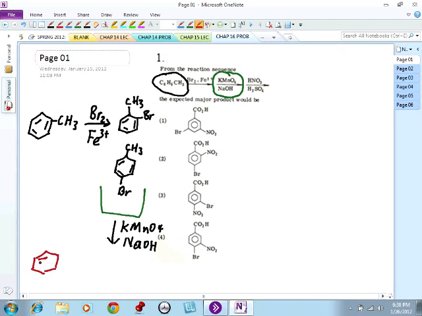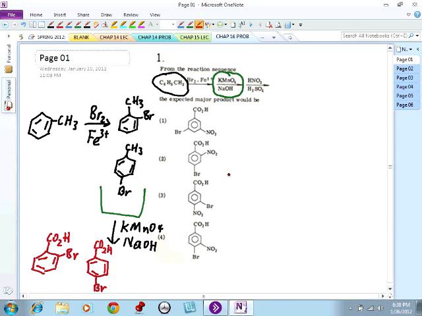So this is nothing but a case of memorization, right? You just have to know this. Carboxyl group, bromine here, and the second product, with bromine in the para position.